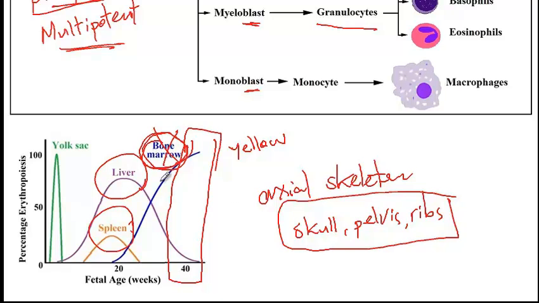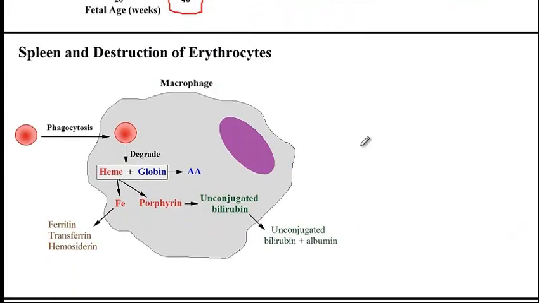All right, now let me ask you a question. Which of these organs or tissues are responsible for destruction of red blood cells? We just talked about production. How about destruction? So spleen is primarily required for destruction of red blood cells. And then other organs, like for instance liver or the bone marrow, can also destroy red blood cells, but again, spleen is the major one. Now let's go over destruction of red blood cells.